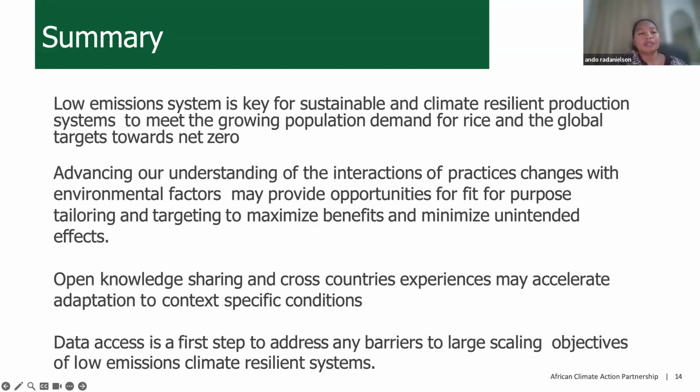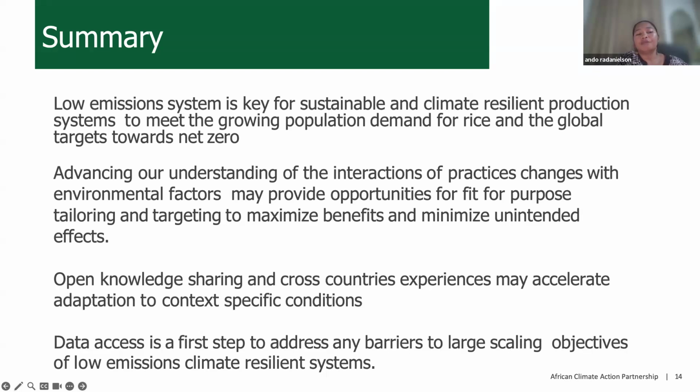There are still gaps in the formulation of low emission systems, and among them is the understanding of the different interactions of practices, and mainly with environmental factors. But I see that as we move forward and have more and more research implemented in that, we will be able to tailor and target low emission systems adequately to maximize their benefits, but as well to minimize unintended effects. Open knowledge sharing and cross-country experience certainly may accelerate adaptation to context-specific conditions, and I'm looking forward that our discussion today will lead to that.